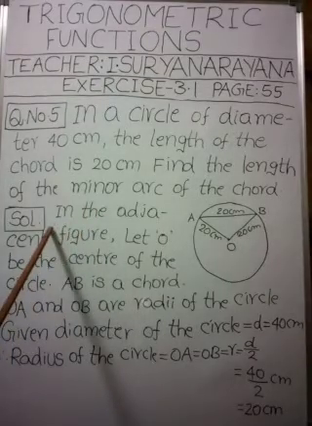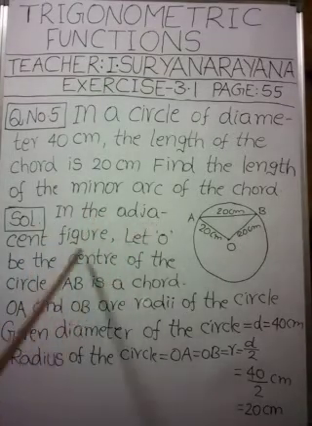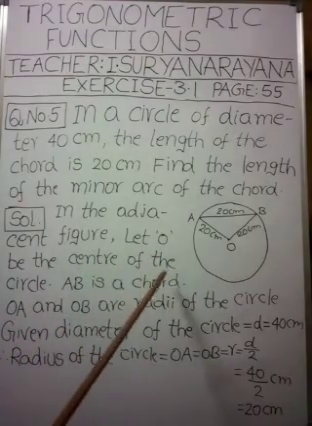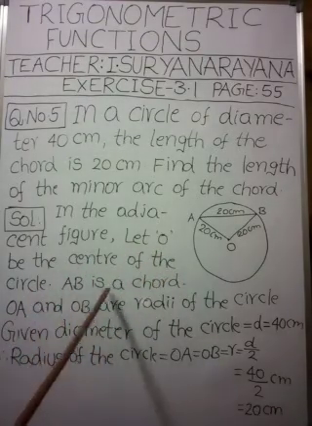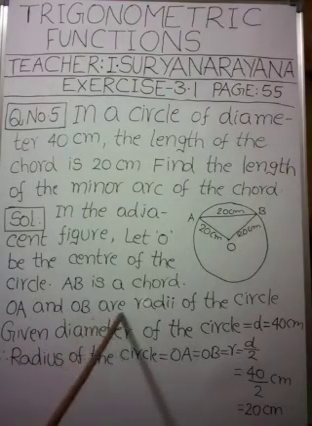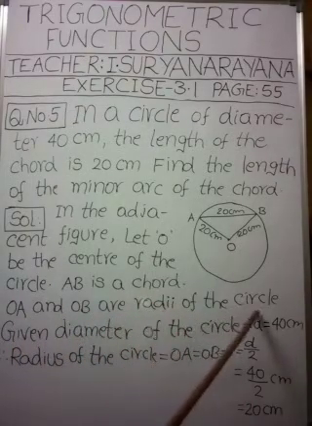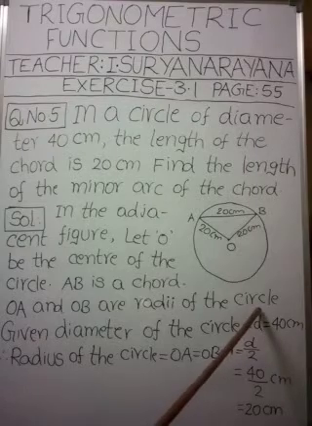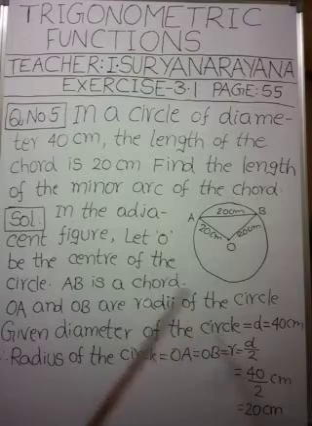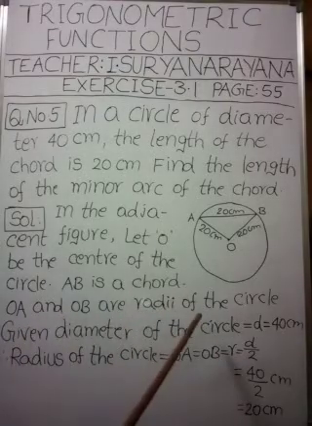Come to the solution part. In the adjacent figure, let O be the center of the circle. AB is a chord. OA and OB are radii of the circle. We wrote the description of this diagram. Okay, my dear children? Understood this part?